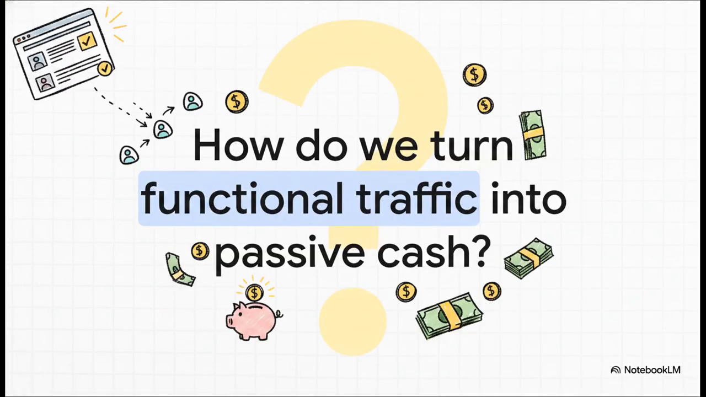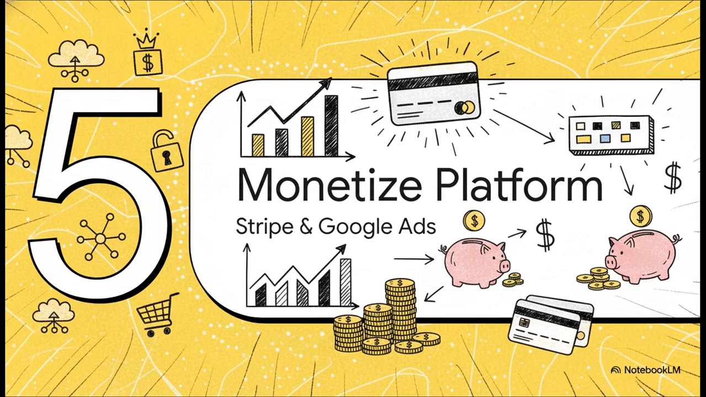All right, so we've unlocked a massive milestone here. We have a beautiful, responsive, fully functional site that has user accounts to drive real retention. But that brings us to the million-dollar question, quite literally. How do we turn this beautiful, functional traffic into actual passive cash? Section 5. Monetizing the platform, Stripe and Google AdSense.